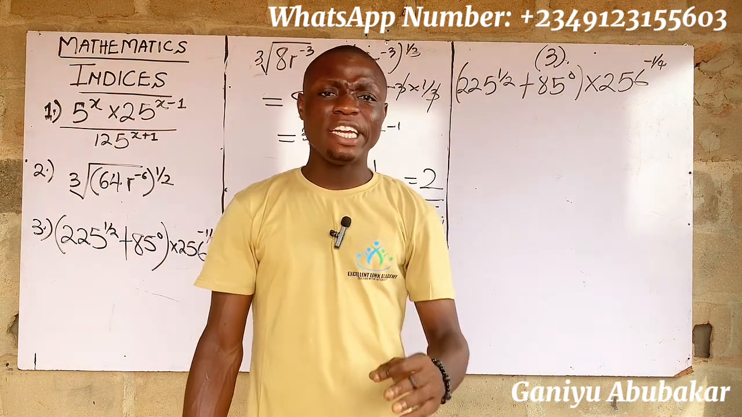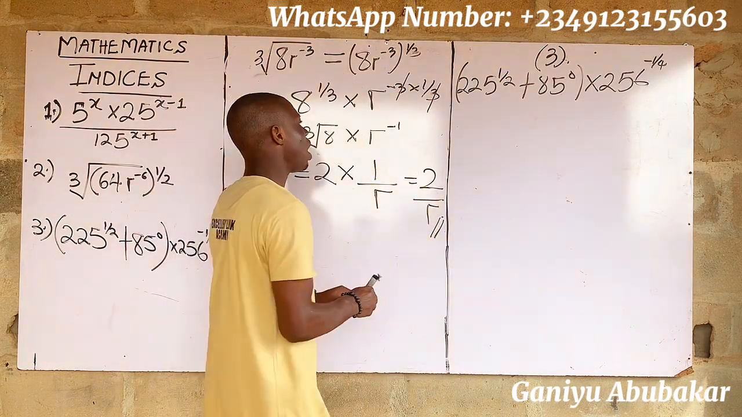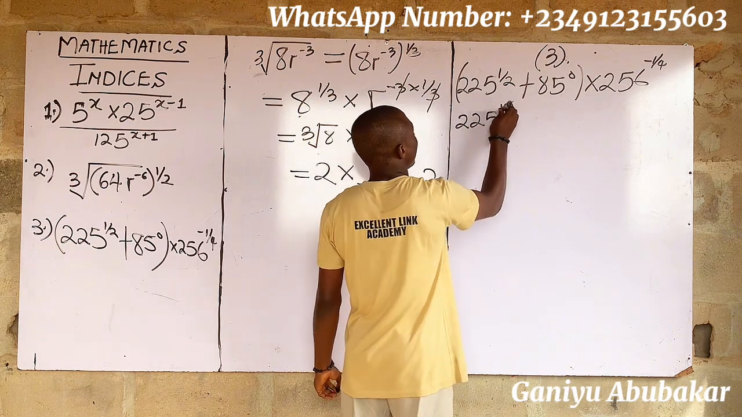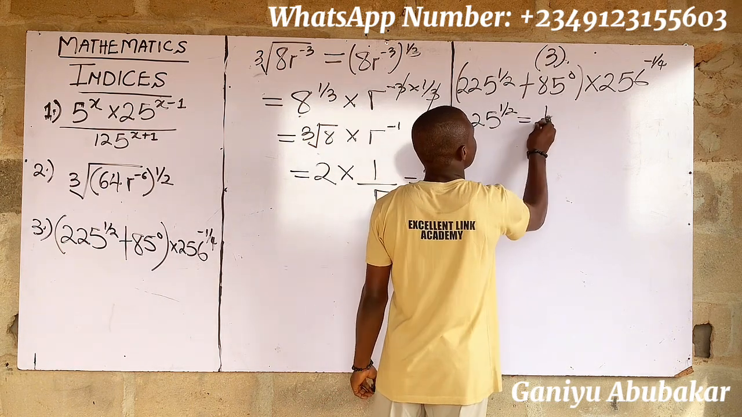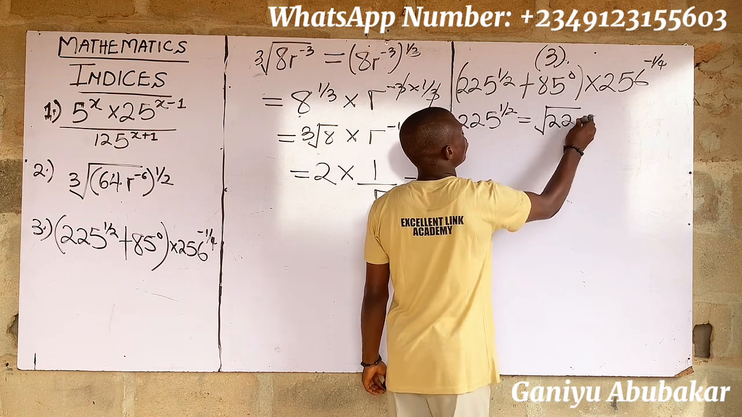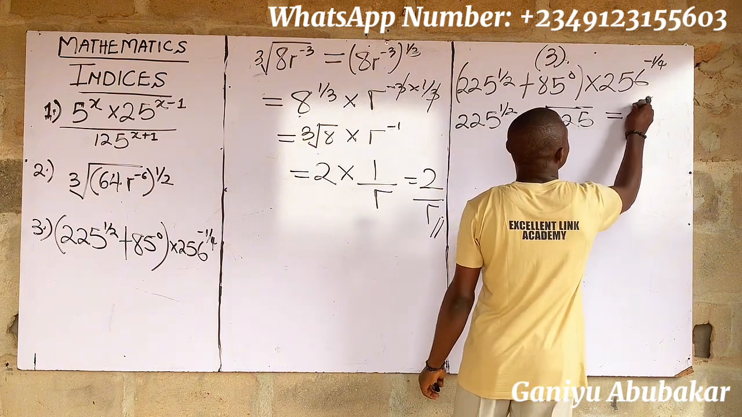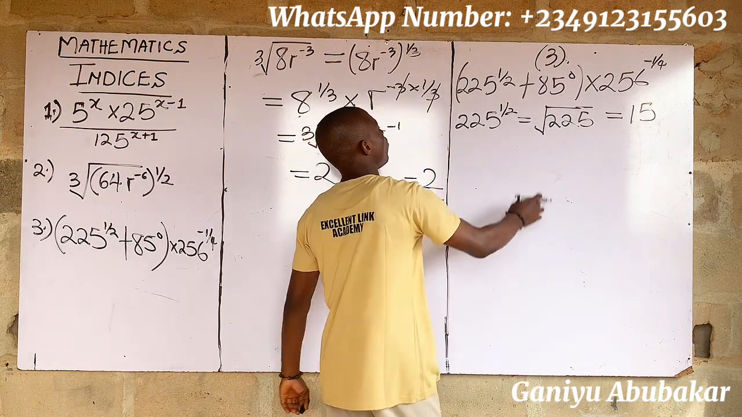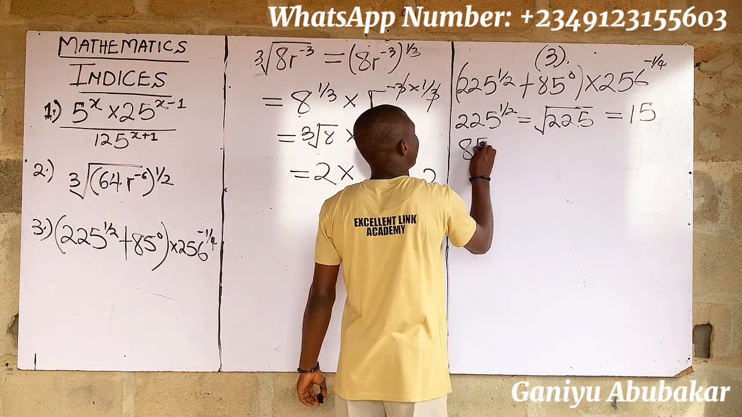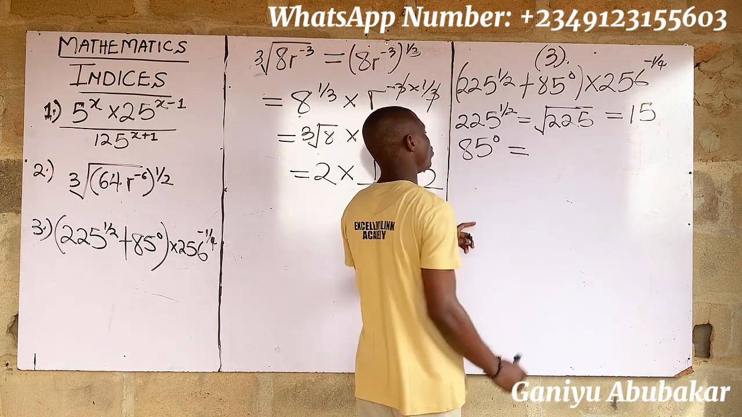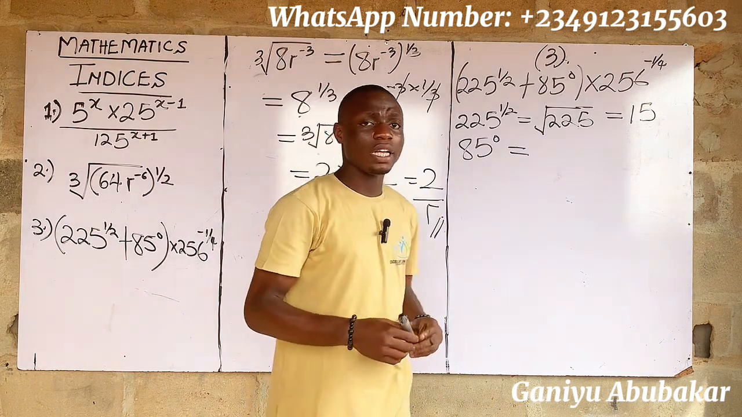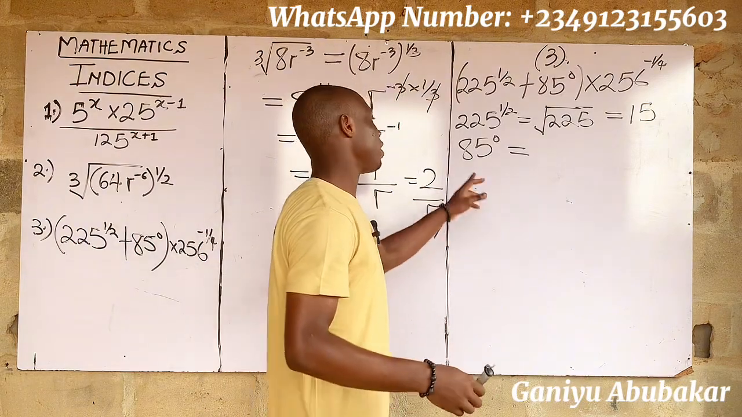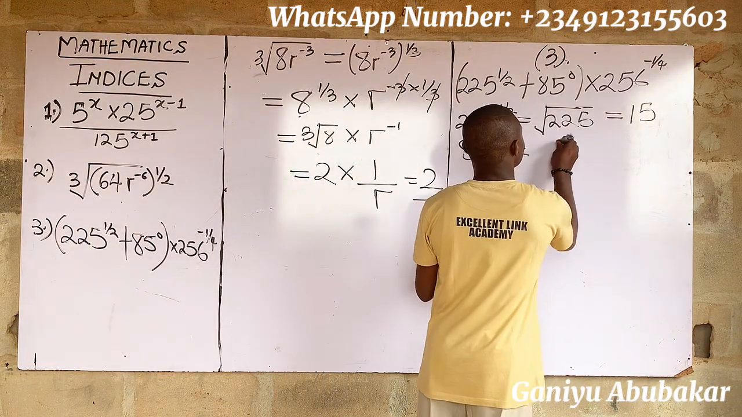I'll solve them individually. So I'll pick out this one, 225 to power half. This means what? The square root of 225, which is of course 15. So I have this. Pick out the second one there. I have 85 to power 0. This becomes your zeroth law of indices that says any number to the power 0 is of course 1. So 85 to power 0 will give just 1.